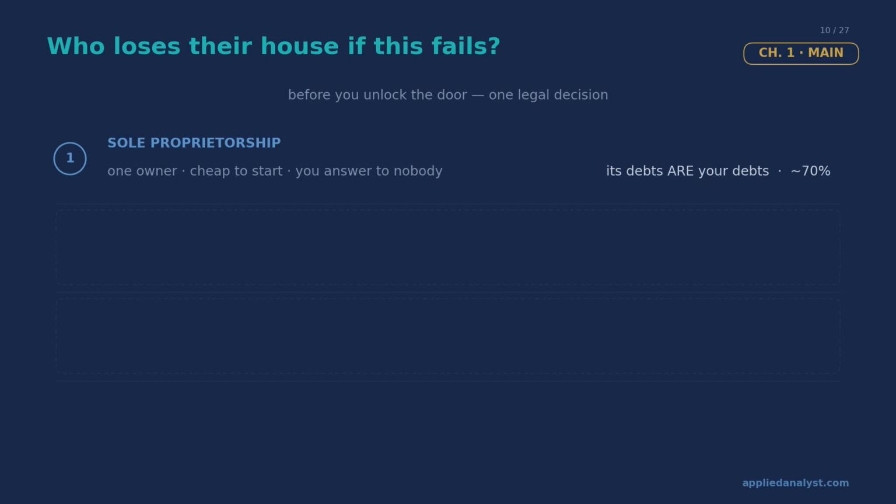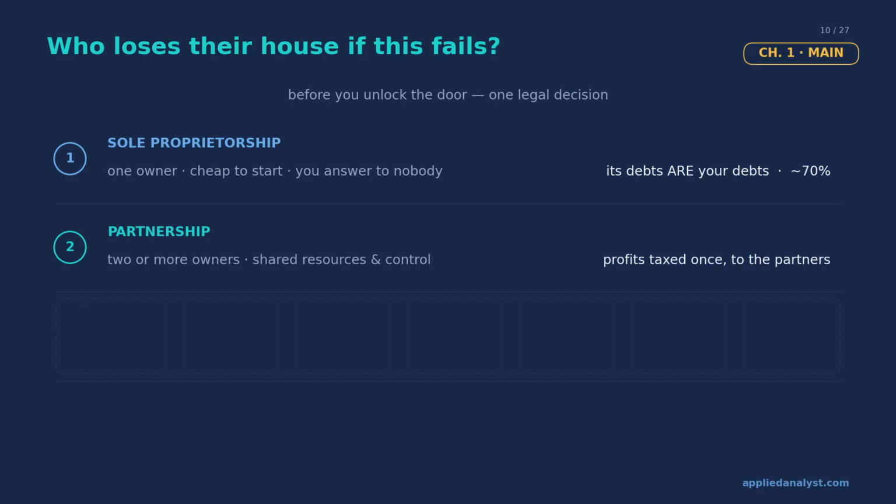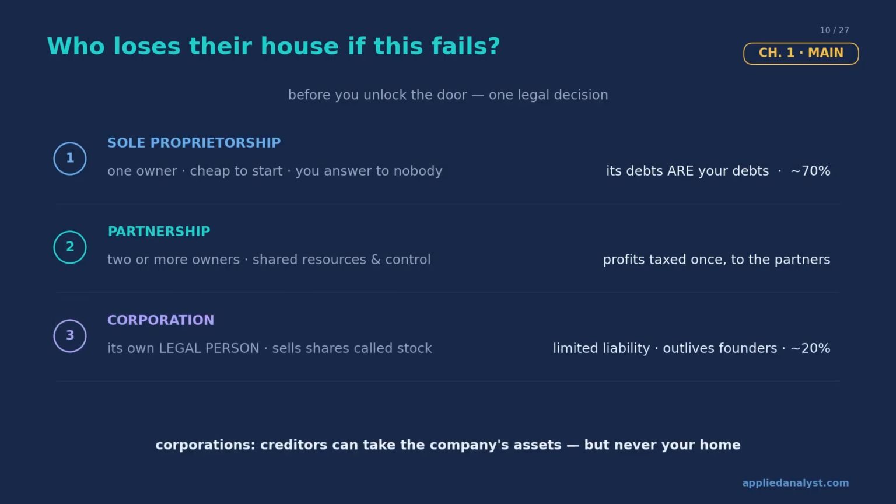About 70% of American businesses bring in a partner, and it's a partnership. Shared resources, shared control, profits taxed once as the partner's personal income. Or turn it into a corporation, its own legal person that sells shares called stock, and gives its owners limited liability. Creditors can take the company's assets, but never your home, and it outlives every founder. 20% of businesses, but almost all the giants.